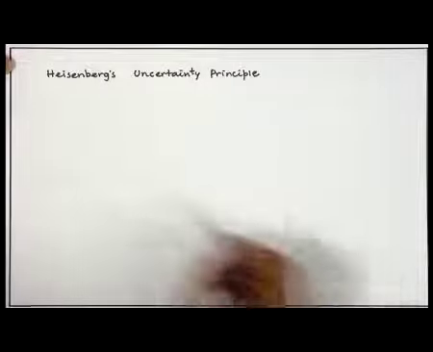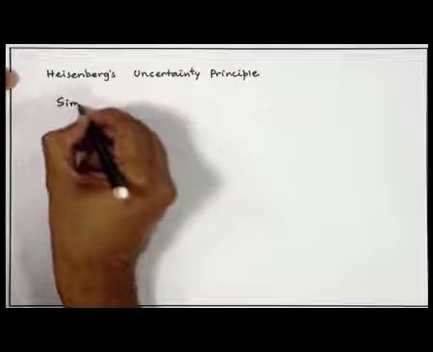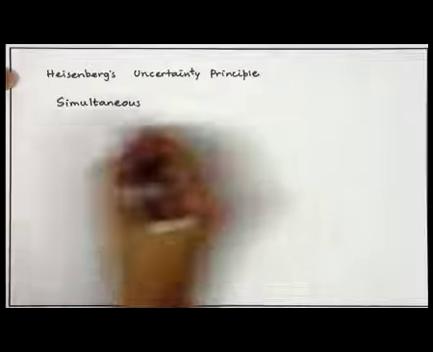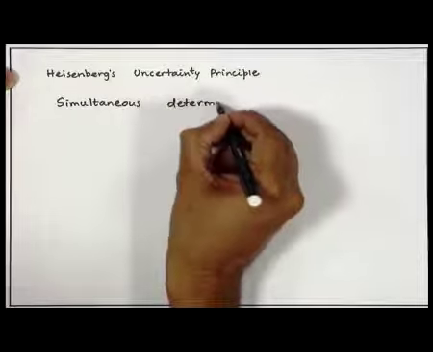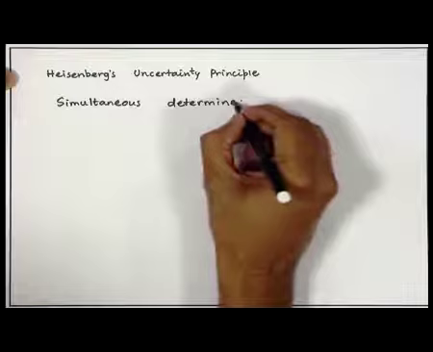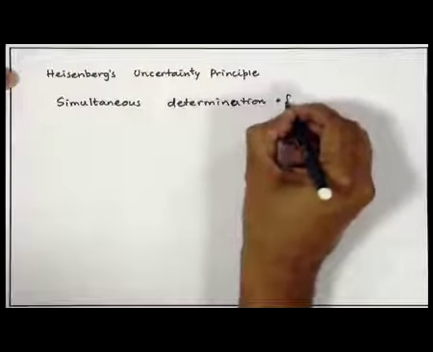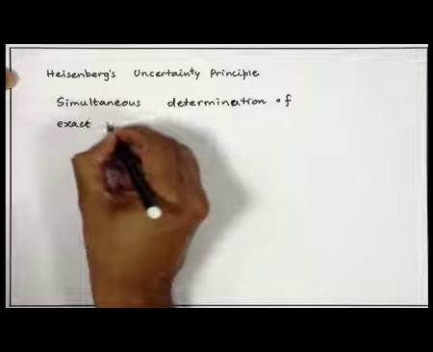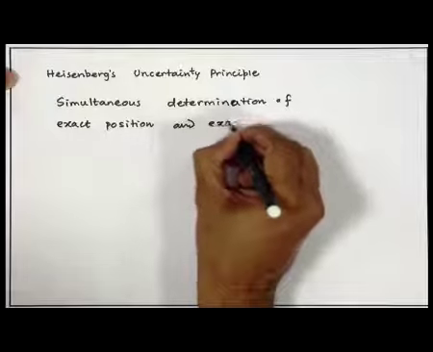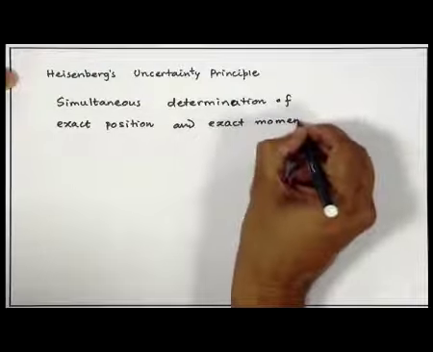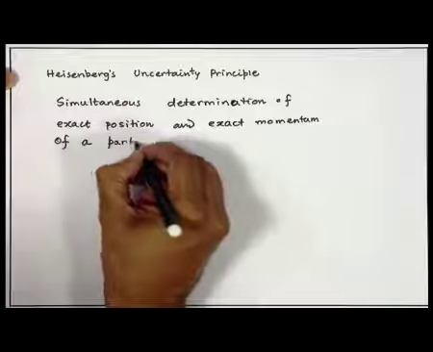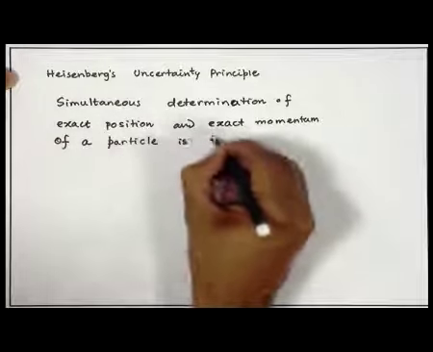This uncertainty principle says that we cannot simultaneously determine something, and what is that? Simultaneous determination of exact position and exact momentum of a particle is impossible.